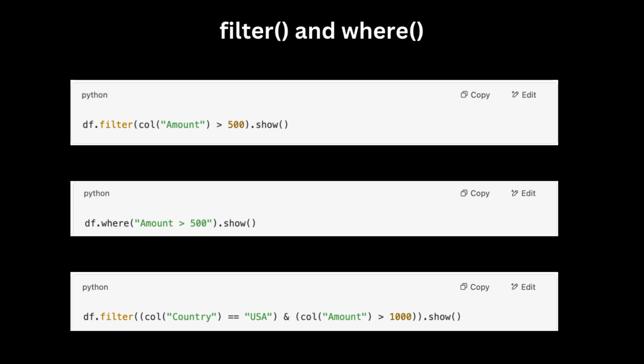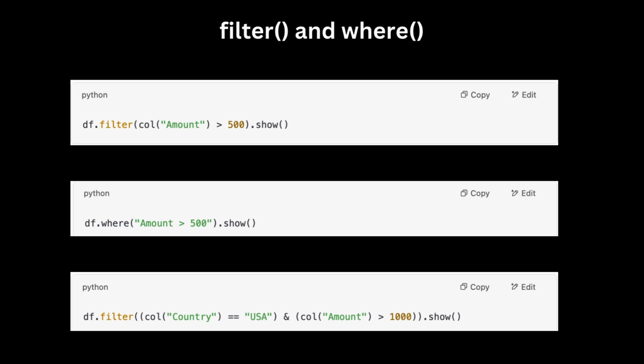Now let's explore how to extract only the rows we need using two commonly used functions: filter and where. Think of these as your tools for slicing your data based on conditions, similar to SQL's WHERE clause. Filter is row-level filtering. Let's say we want to view only those transactions where the purchase amount is greater than 500. Here's how you do it using filter. This filters the DataFrame to show only rows where the amount column is greater than 500.